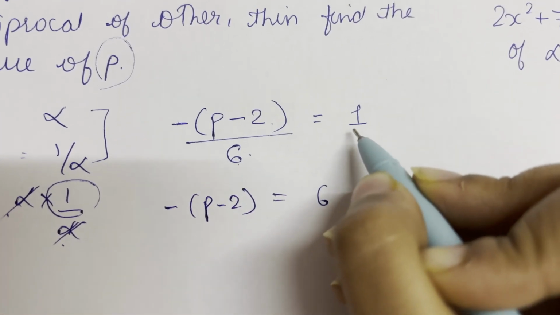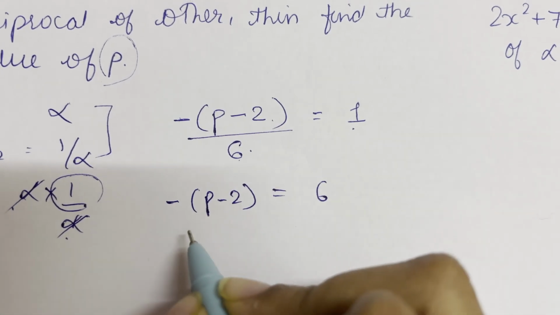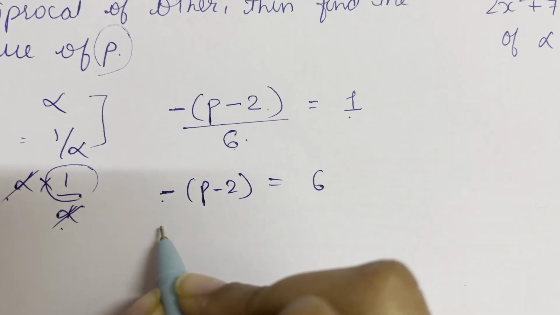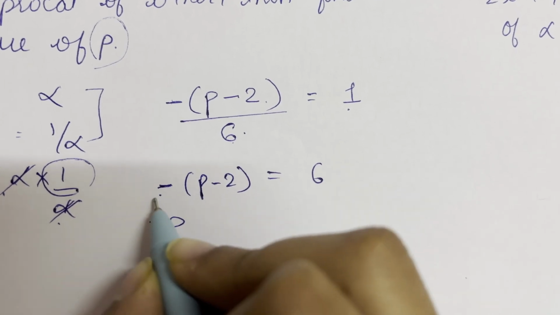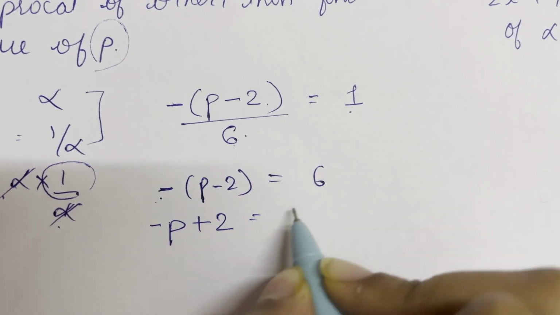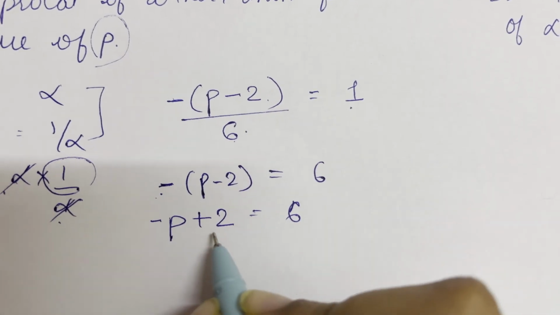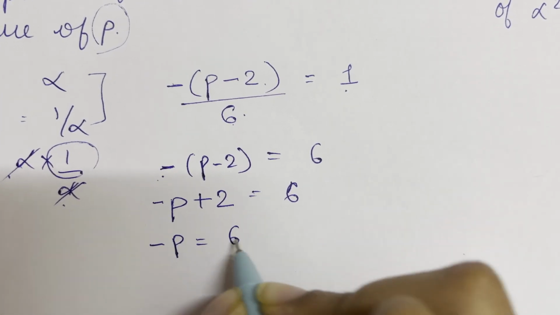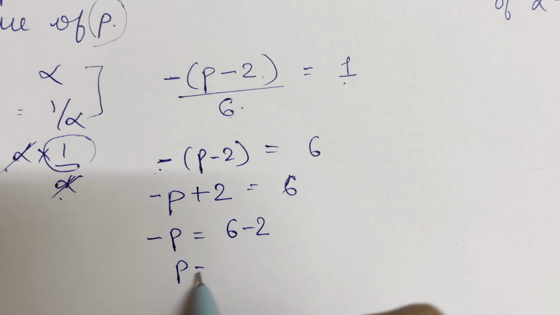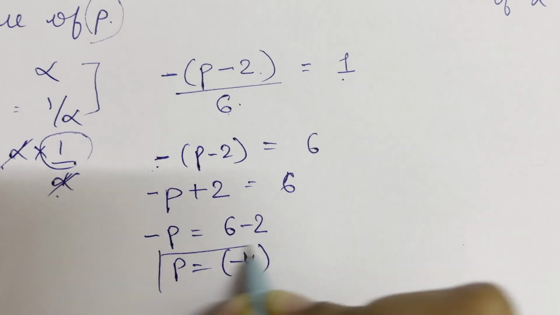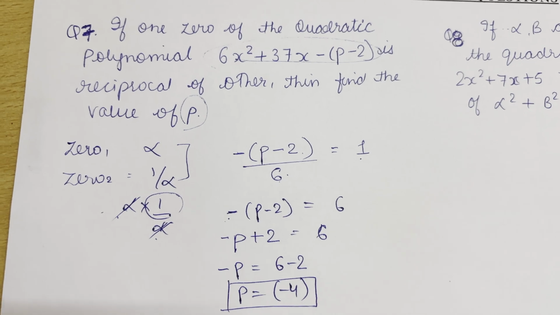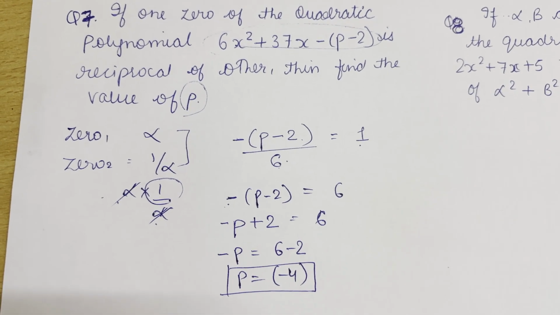This 6 goes into multiplication, and if we multiply this minus in the whole equation, we get minus p plus 2 equals 6. On solving this, we got minus p equals 6 minus 2, so p is equal to minus 4. So we can easily calculate the value of p for this question. I hope you understand it.